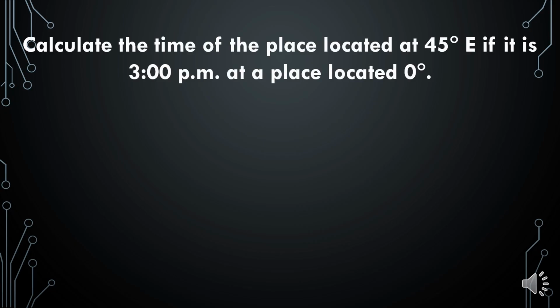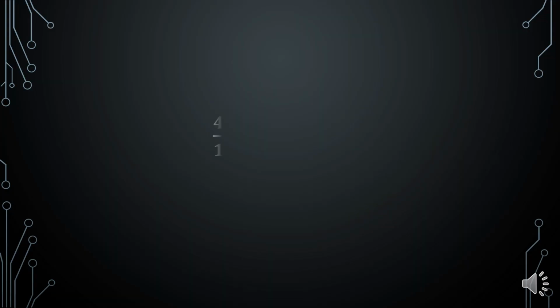Calculate the time of the place located at 45 degrees east if it is 3 p.m. at a place located 0 degrees. In this case, 0 degrees is referring to the Greenwich meridian, or the prime meridian as it is also known. We are going to find out the hours between the place located at 45 degrees east and the Greenwich meridian.